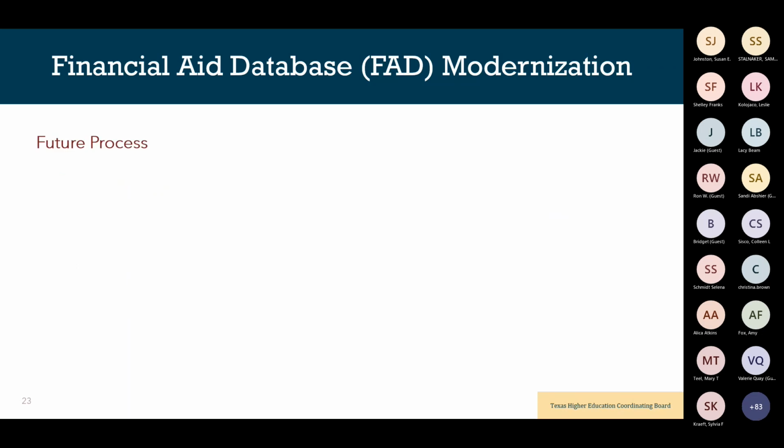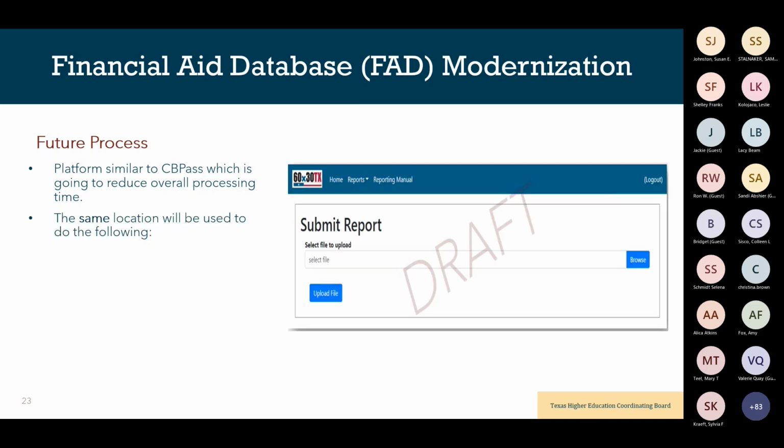So let's talk about the future process. The platform we're building it on is similar to CBPass or that GPP system that you use to get your grant funds. It's going to look very much like that. The great thing about this new modernization for FADS is everything is going to be in the same location, and you'll be able to upload your file and view all your reports in the same location. We're also trying to enhance it by making the file format when you download things better. So you'll have Excel now versus just PDFs. You'll have a choice on how you want to download that file. So that is definitely a change.